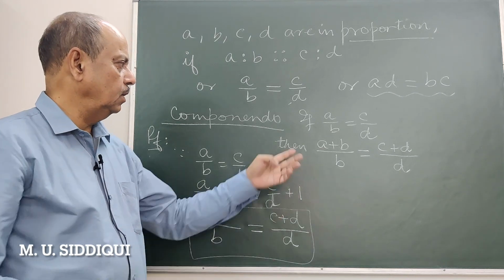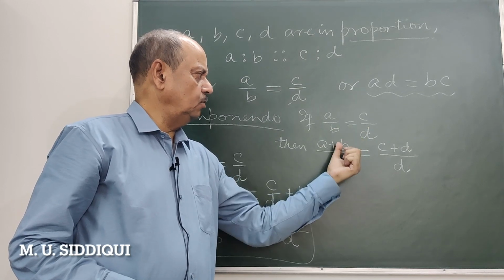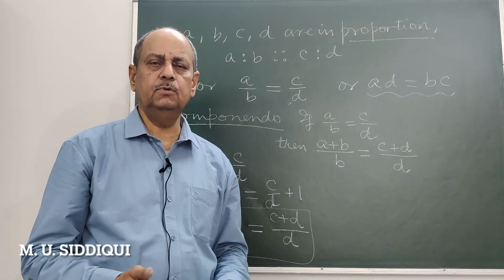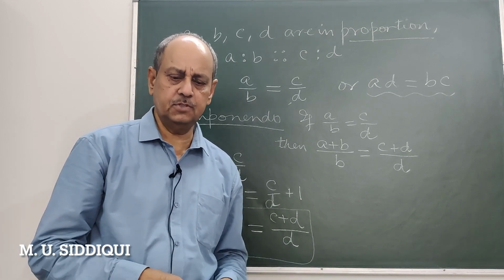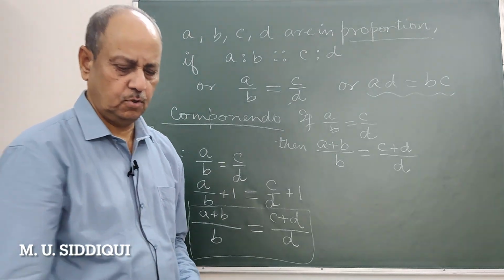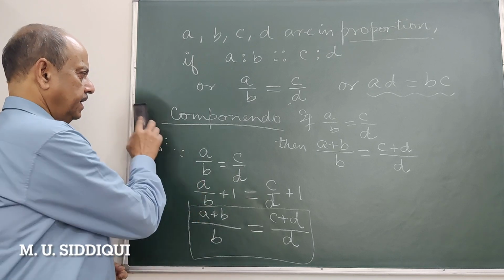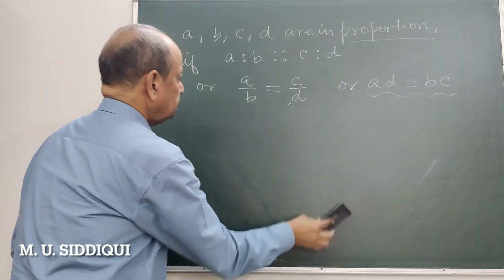This is the property called componendo. Componendo allows you to make conversions in some kinds of ratios which are given like that. You can use it this way also for some useful simplifications. We will take examples and show you how useful it becomes. So I'm erasing it and taking another property, and then we will go to the final one.